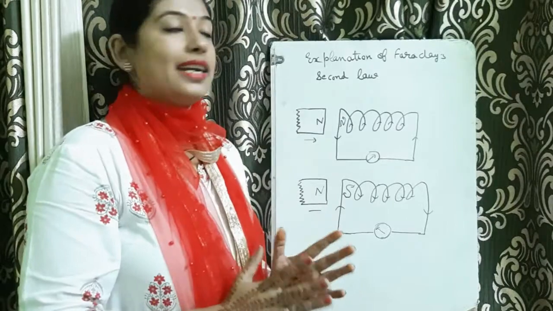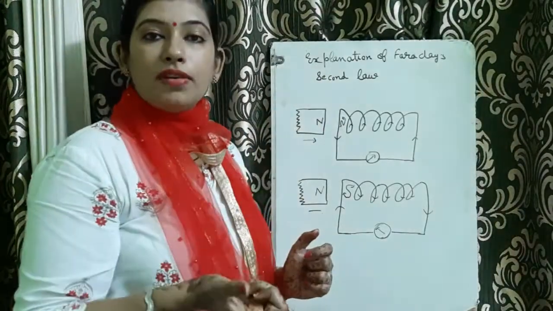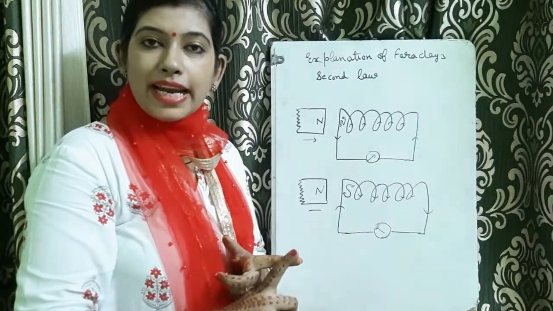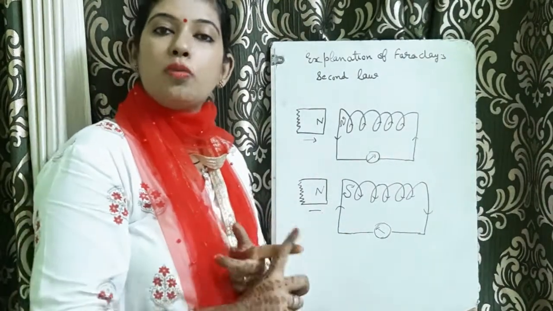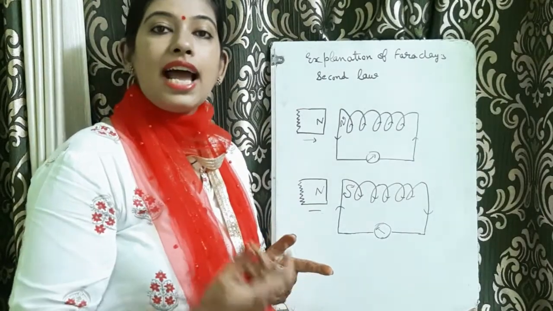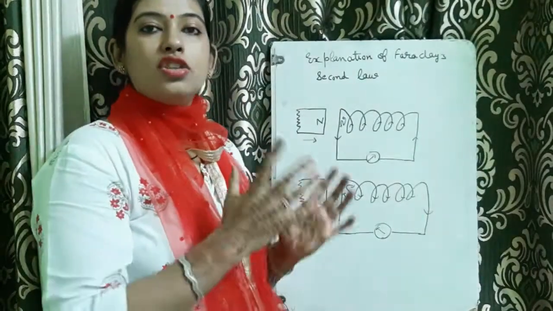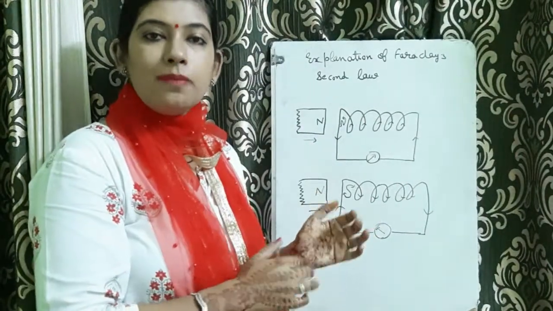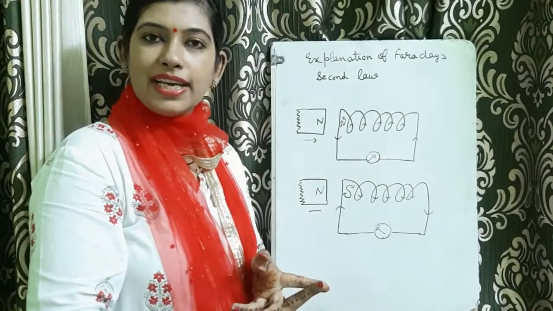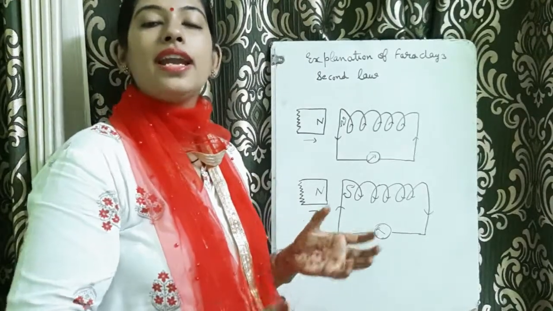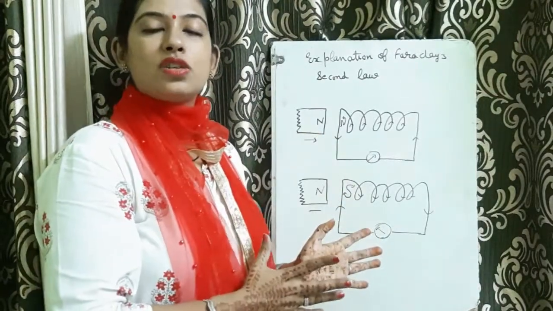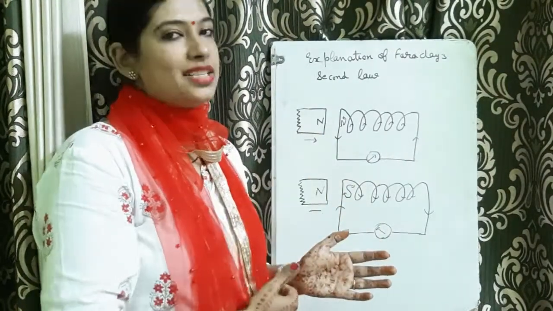Okay students, the second law is also known as Lenz's law. The first law of electromagnetic induction is known as Neumann's law, and the second law of electromagnetic induction is known as Lenz's law. So this is the explanation of both the laws. Now you will understand what both laws in electromagnetic induction are and how you can explain these two laws mathematically or theoretically. Okay students, that's all for today.